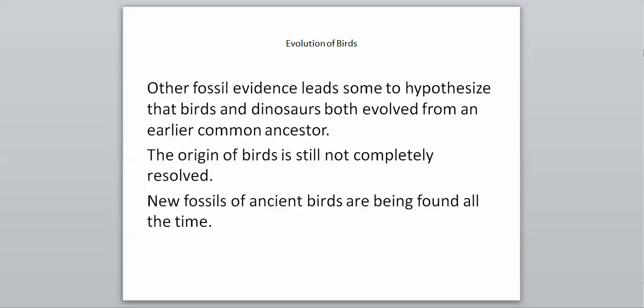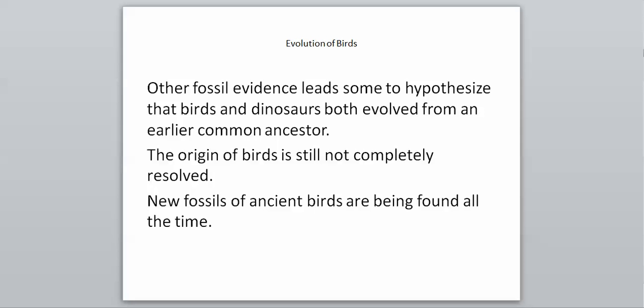We have other fossil evidence that leads some to hypothesize that birds and dinosaurs both evolved from an earlier common ancestor, and so that leads us to believe that the origin of birds is still not completely resolved. So we don't really know for sure what the origin of the birds is. It is widely accepted that it could be from dinosaurs, but there are some alternate theories, and new fossils of ancient birds are being found all the time, which will help us further clear this picture up a little bit.